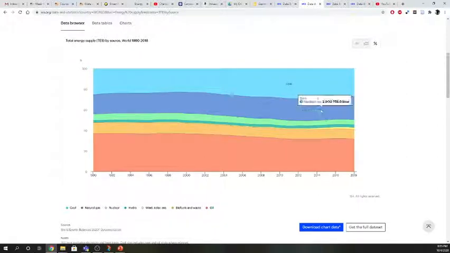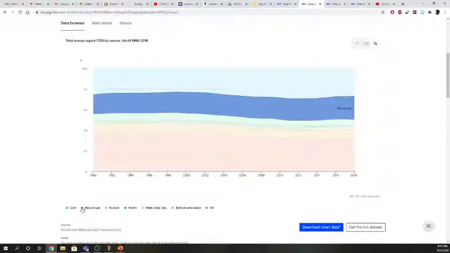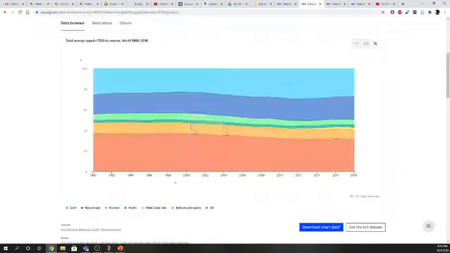And the natural gas here in blue, so you can see the color coding down here at the bottom, and the natural gas in blue makes up approximately 20%, and it's 24% of the book. So these are fairly consistent with the figures that are in the book.